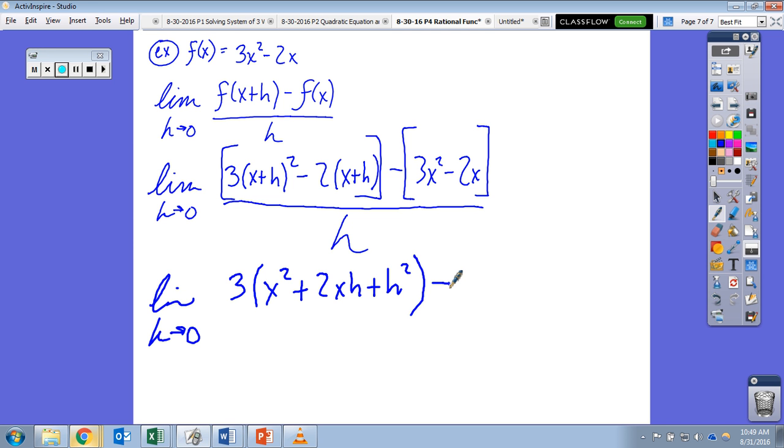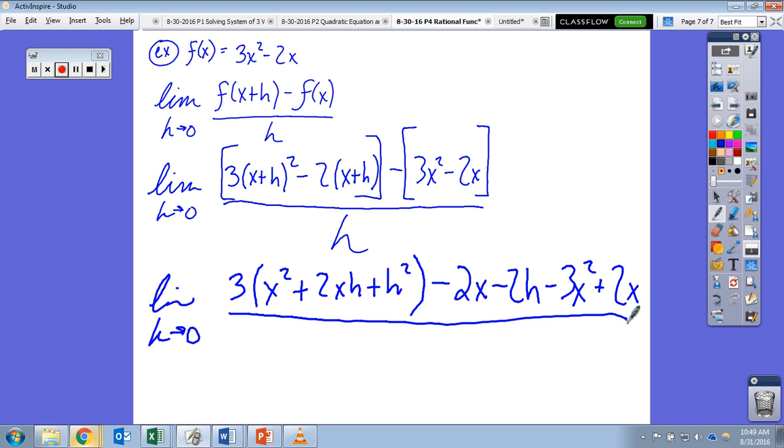I distribute this, I'll go ahead and do that now. Minus 2x minus 2h. Distribute the minus: minus 3x squared plus 2x, plus 2. Just making sure you guys are paying attention. All over h.